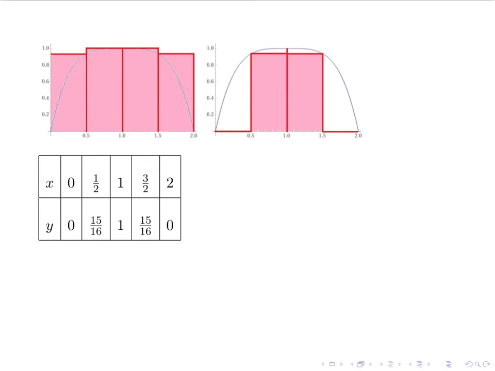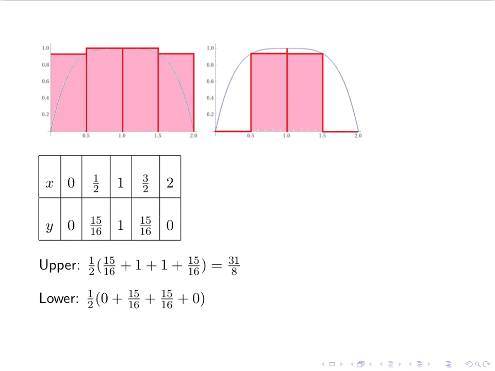So these are our x and y values, and again I mentioned them before, but we're just plugging x into that function, 1 minus (x minus 1) to the 4th. So our upper is again 1/2, that's the base, and then we've got the 15/16, the 1, the 1, the 15/16. And if we add all those together, we get 31/8. And then for the lower, again we've got a 0, and then the 15/16, 15/16, and 0. So that gives us 15/8. And again, our actual area is somewhere between those two.